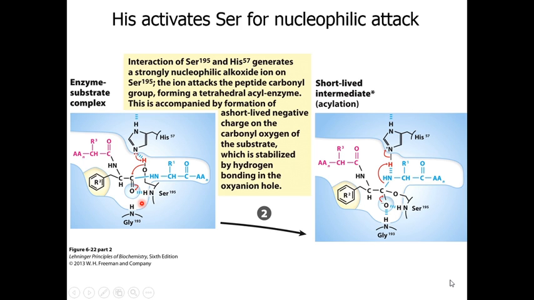And once it's stabilized, the electron pair on the oxygen pushes back and pushes out the peptide that is on the C terminus of phenylalanine. And that peptide leaves with a proton that is attached to histidine 57.